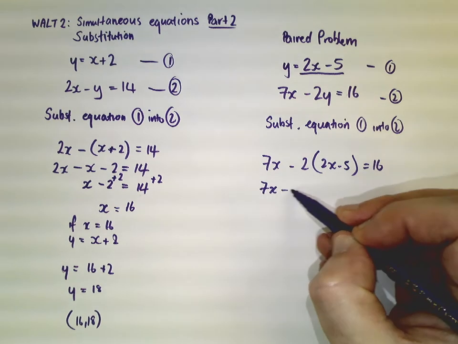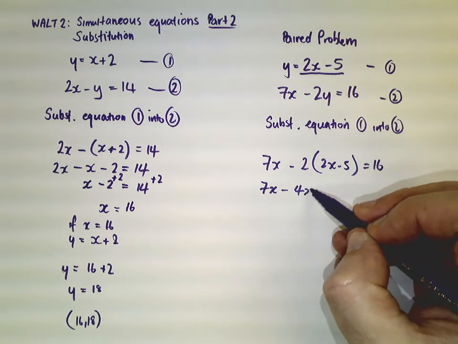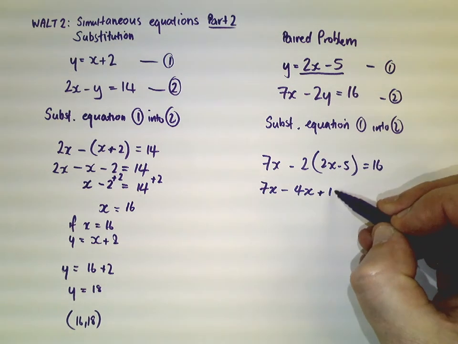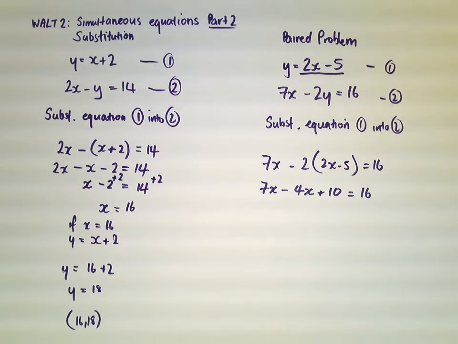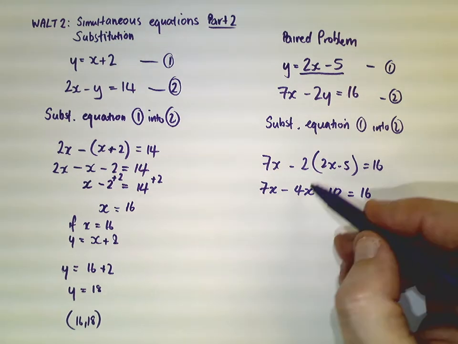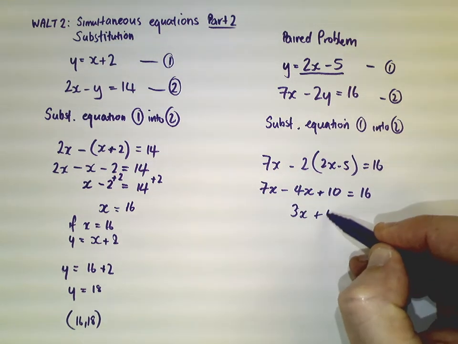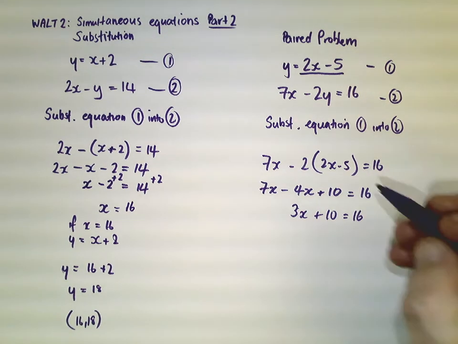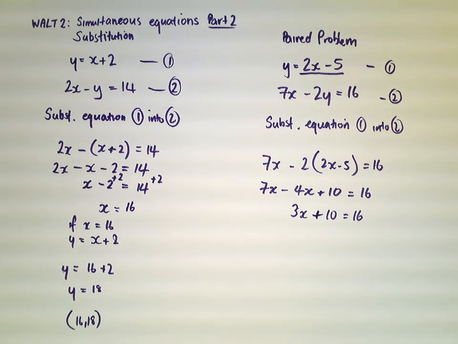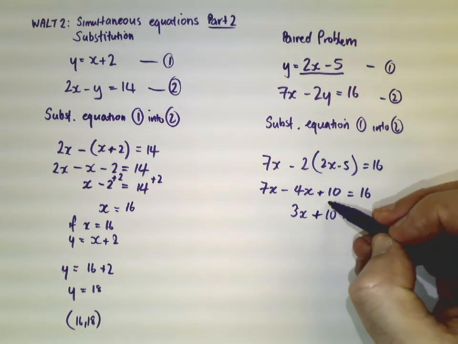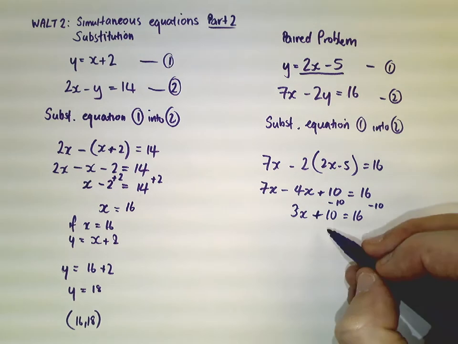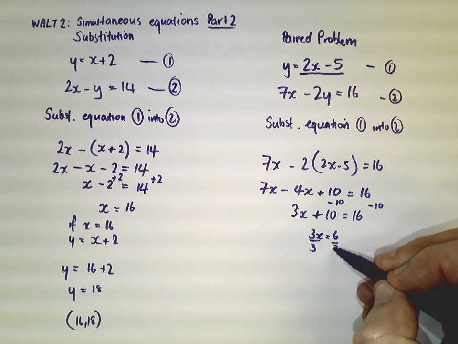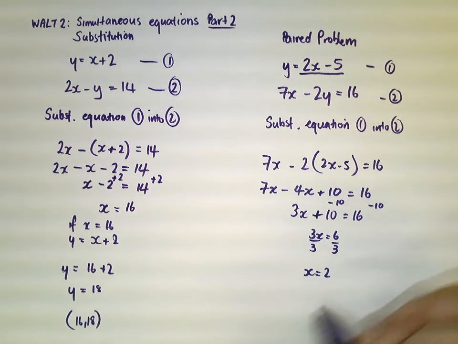So you're going to get 7x minus, well, 2 times 2x is 4x's. And then negative 2 times negative 5 is going to give me positive 10. And that, of course, is equal to 16. So we have a look here. 7x's take away 4x's is 3x's. So 3x plus 10 is equal to 16. Now we're back to that probably very similar linear algebra step that we've been dealing with since we started grade 10. So we're going to take away 10 on this side, and we're going to take away 10 on that side, giving me 3x is equal to 6. And then we're going to divide that by 3, and we're going to divide that by 3. So x becomes equal to the number 2.